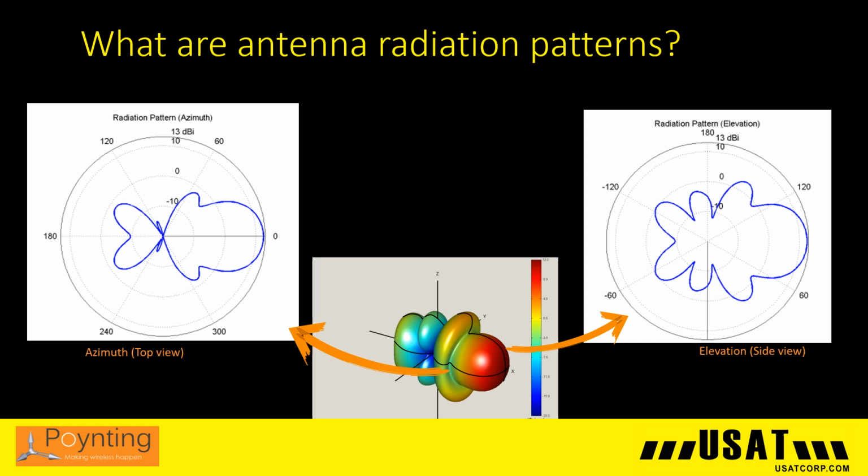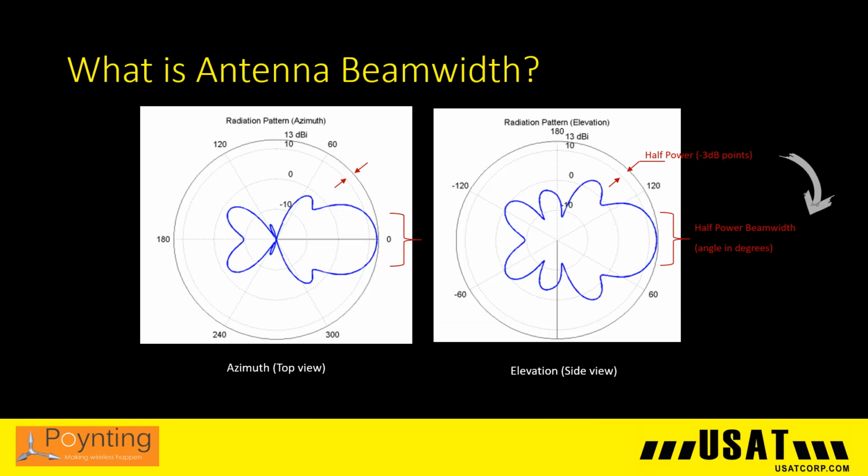Typically on some spec sheets you will see only 2 slices of this 3D pattern. The azimuth is the top view and shows the relative gain as if you were looking down onto the top of the antenna. The elevation is the side view gain pattern as if you were looking at the side of the antenna.